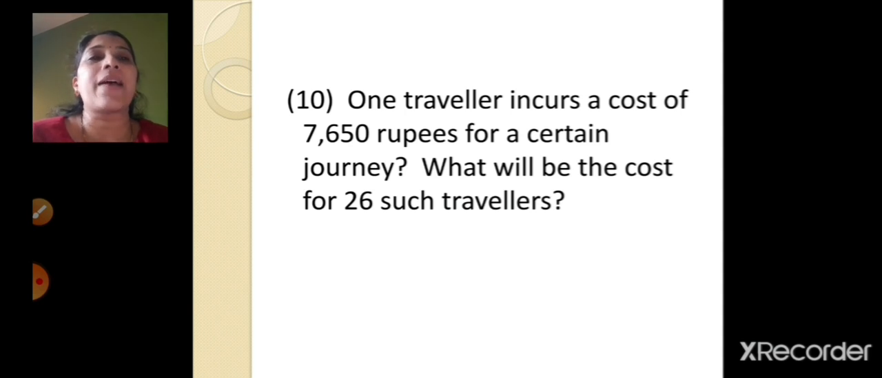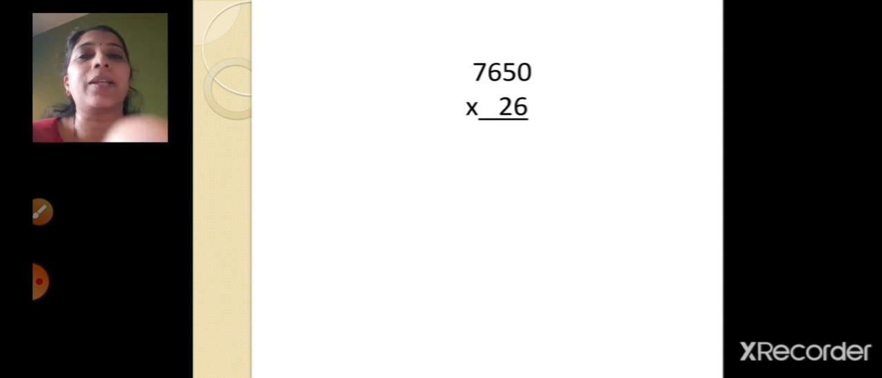10th one. One traveler incurs a cost of 7,650 rupees for a certain journey. What will be the cost for 26 such travelers? So what is there in the question? For a certain journey, one person, that is the person who is going to travel, the cost is 7,650 rupees. So like this, how many travelers are there? 26 travelers. So you have to find out the cost for 26 travelers. So 7,650 into 26. So let's carry out the multiplication.